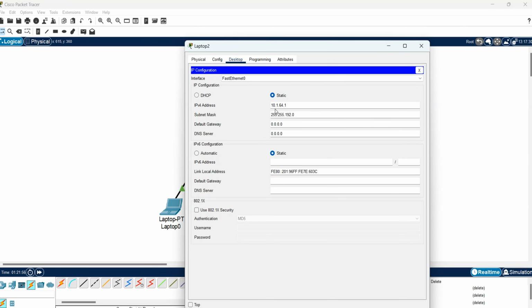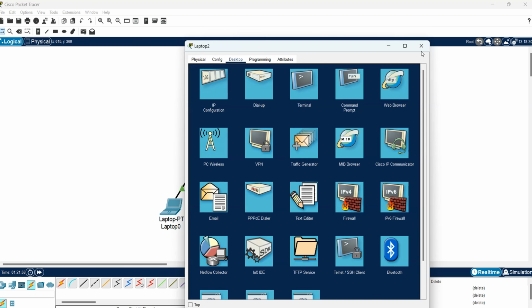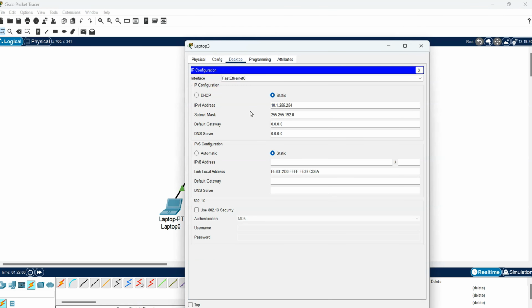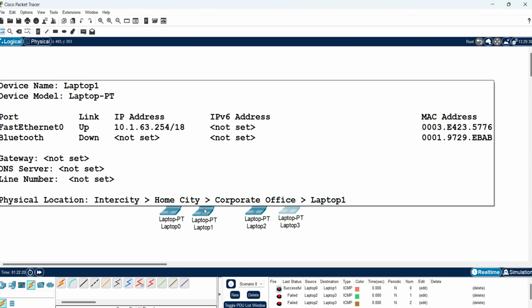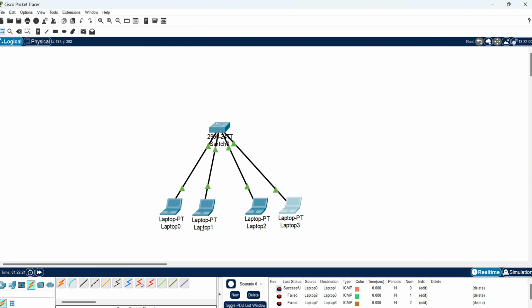What's the number over here? 10.164.1. Okay. 10.164.1. And this one is 10.163.254. You guys didn't say anything. Okay, good. Now watch this. Oops. 10.163.254. Already in use. Where is it used? You see, look, isn't this amazing? The Cisco Packet Tracer does find mistakes for you.